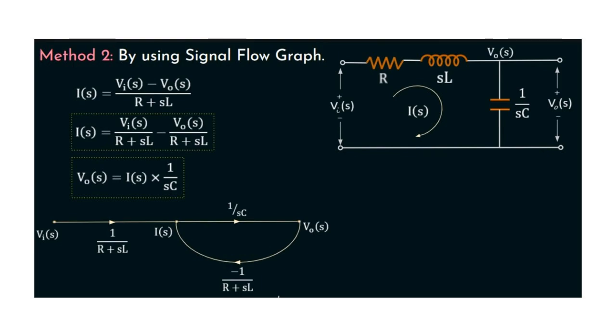Now from the second equation, we also draw a branch from I of S to Vo of S with gain 1 over SC. Now at this point, we have our SFG and it's complete. You can clearly identify one forward path from the input to output and then one feedback loop in the system.